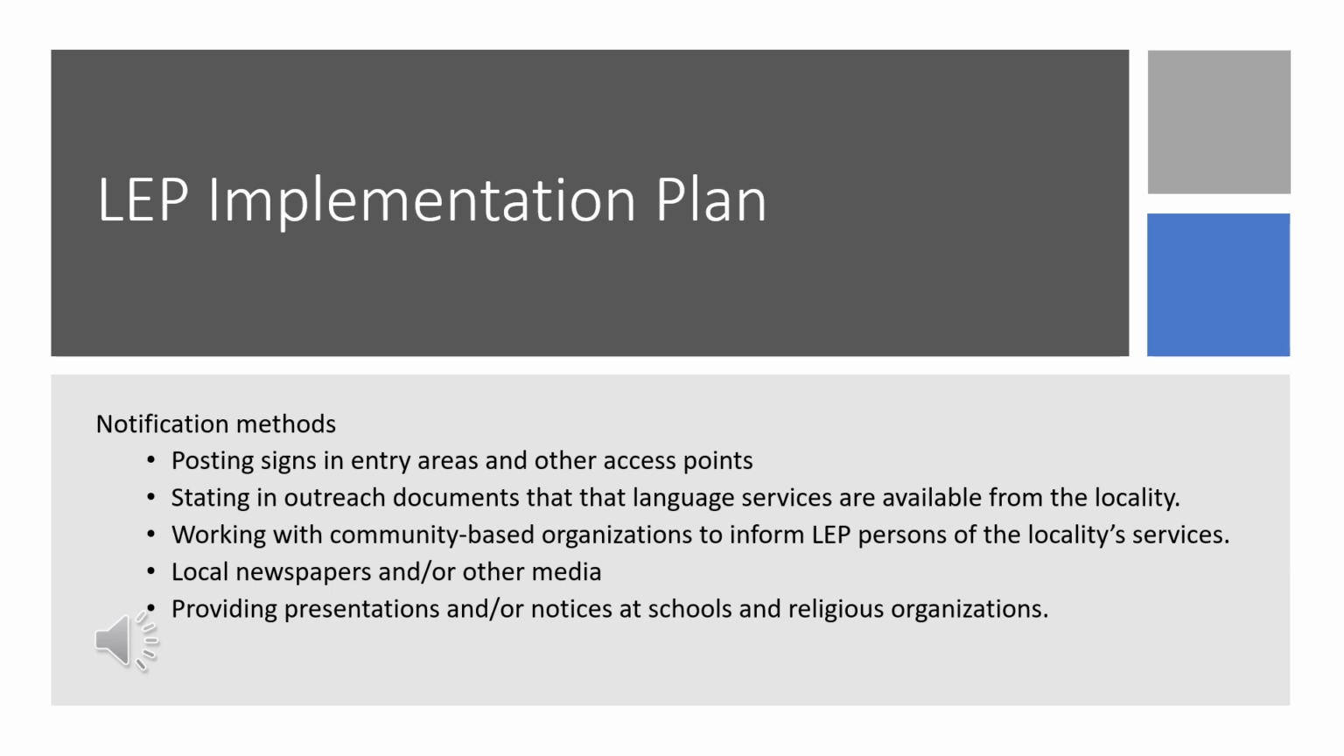Notification methods might include posting signs in entry areas and at other access points, stating in your outreach documents that language services are available, working with community organizations to inform LEP persons of the local agency services, placing ads or notices in local newspapers or other media, especially if you have alternate language media, although I know in Nebraska, outside of maybe Omaha and I think there's a publication out in Hastings, Grand Island, Kearney area, Lexington as well maybe. Outside of those locations, alternate language media is pretty rare in Nebraska. But alternate language media is a great resource if your locality has something like that. And then finally, providing presentations or notices at schools or religious organizations.